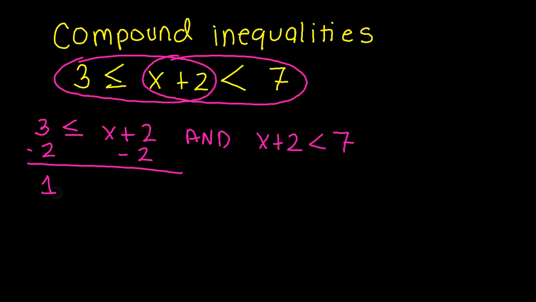And I'm going to get 1 is less than or equal to x. And on the right, I'm going to minus 2 from both sides, and I'm going to get x is less than 5.